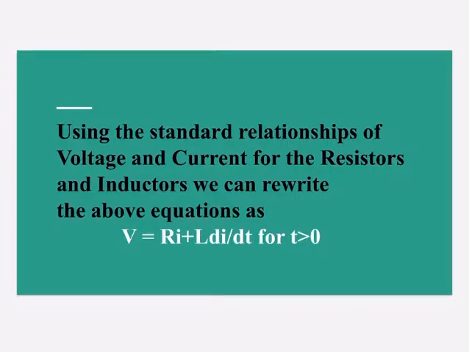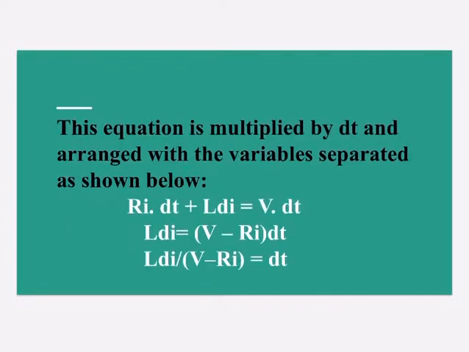And one direct method for solving such differential equations consists of writing the equation in such a way that the variables are separated and then integrating each side of the equation. The variables in the above equation are i and t. This equation is multiplied by dt and arranged with the variables separated as here. So here we have the equation Ri dt plus L di is equal to V dt.